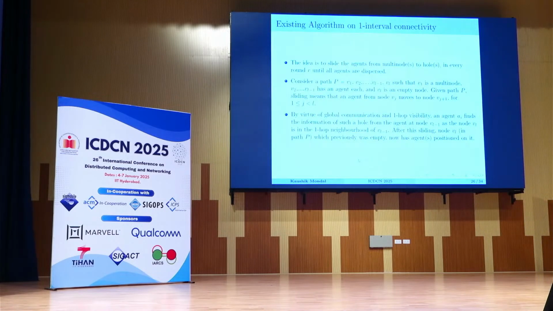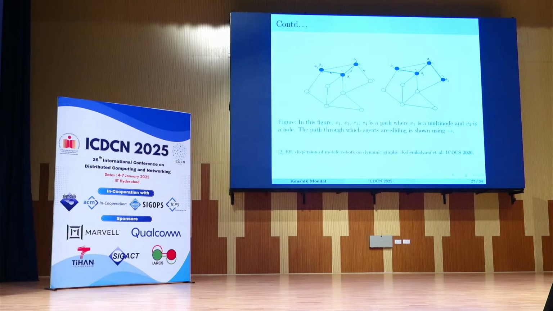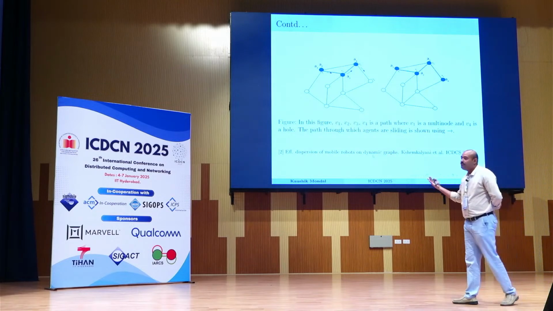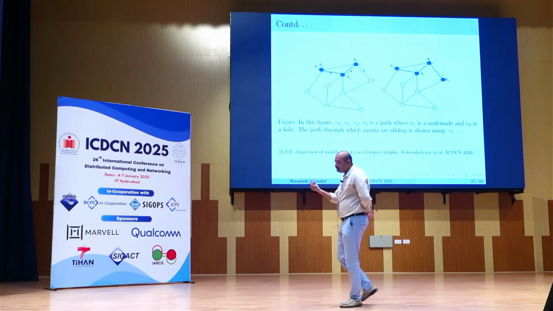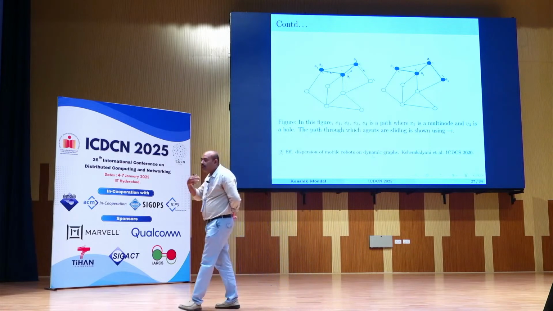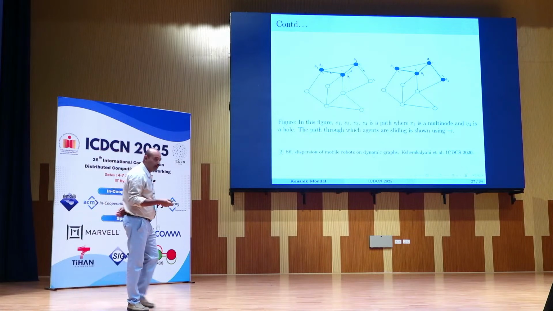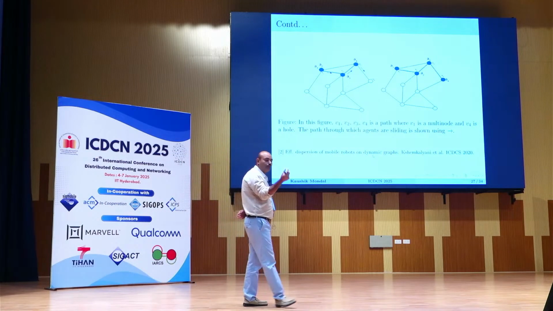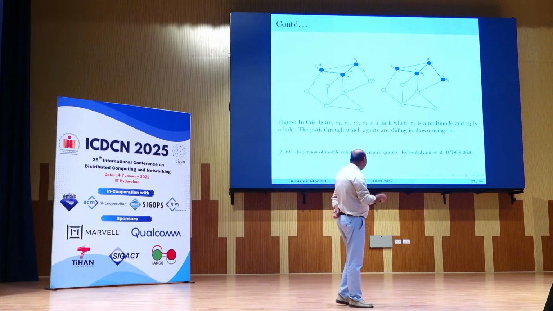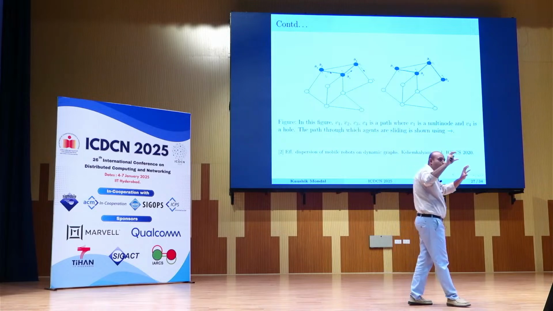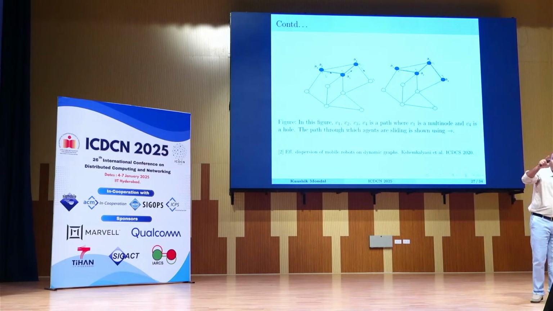And this is the existing algorithm from ICDCN which we use for our algorithm. I will quickly describe it. Since you have global communication and one-hop visibility, and the graph is connected in every round, each node's agents send their one-hop information to all others. Due to global communication everybody can hear, and since the agents have IDs, each node learns which nodes have agents. With this, all the agents can build a map in their memory, from a multi-node to a hole.